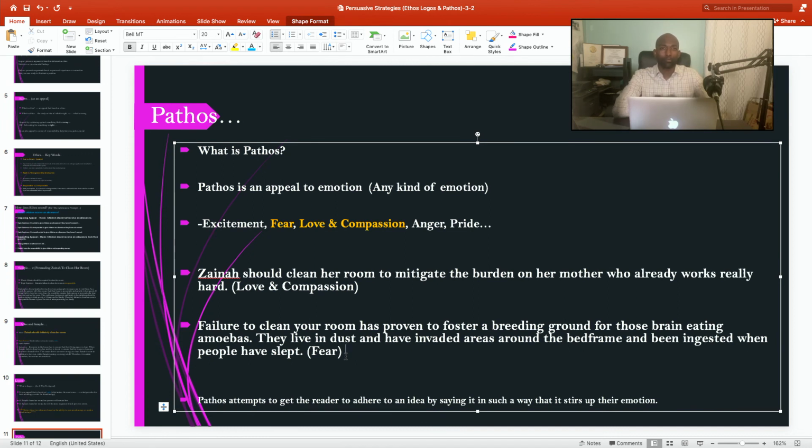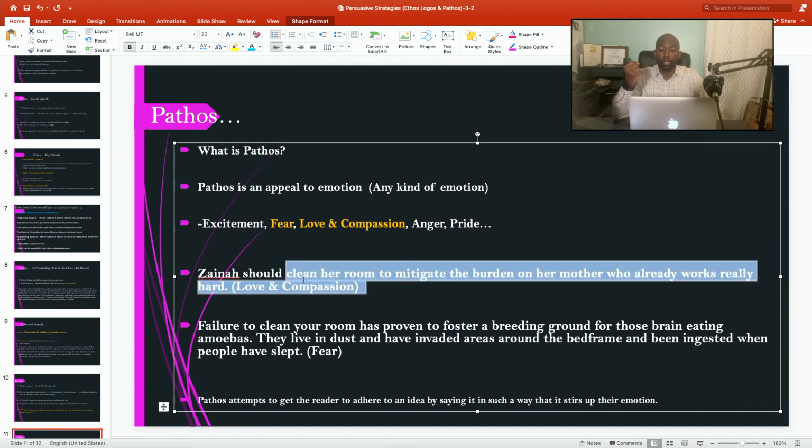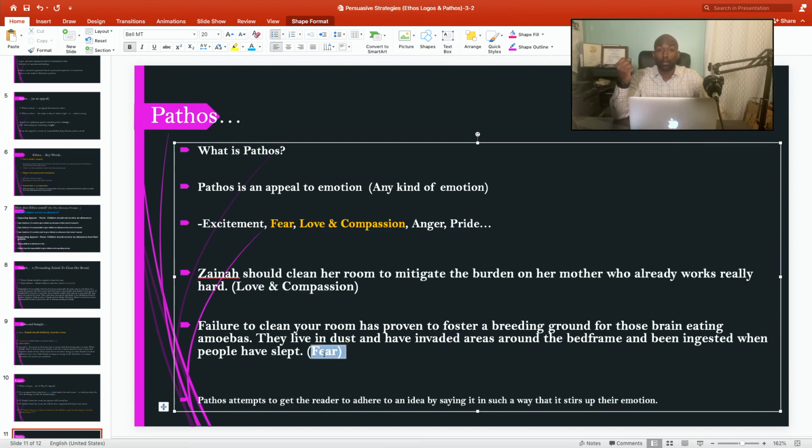You see, for any emotion that you want to appeal to, you just have to say to yourself, what could I say about my topic to appeal to this particular emotion? And that would be the pathos style method of appeal. Again, appeal means presenting something to someone that they can relate to. People can relate to love and compassion. People can relate to being afraid of something, or something that they don't want. And so that's the reason why that style of appeal is effective.